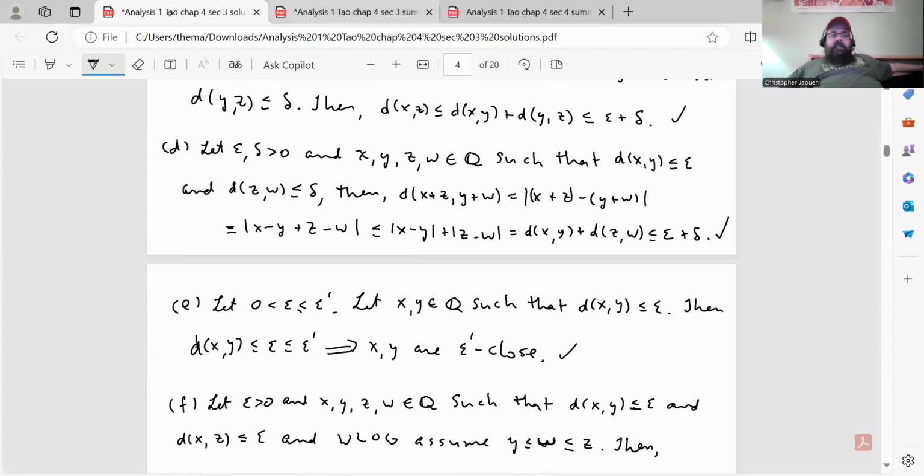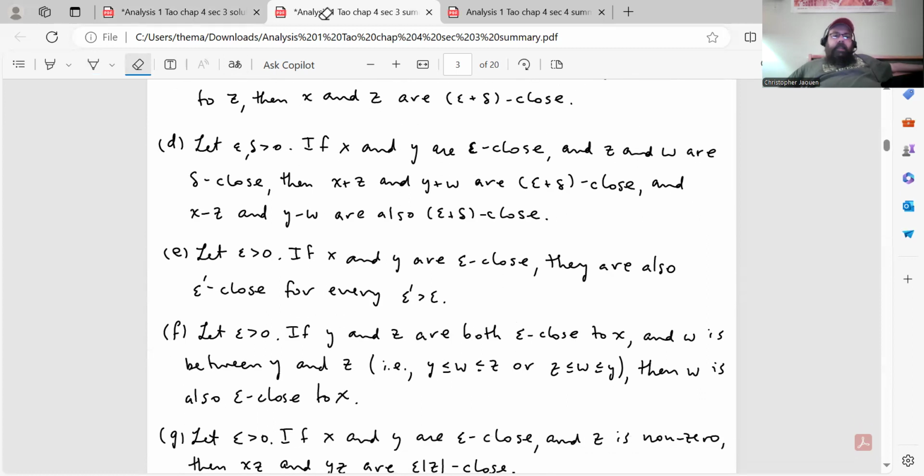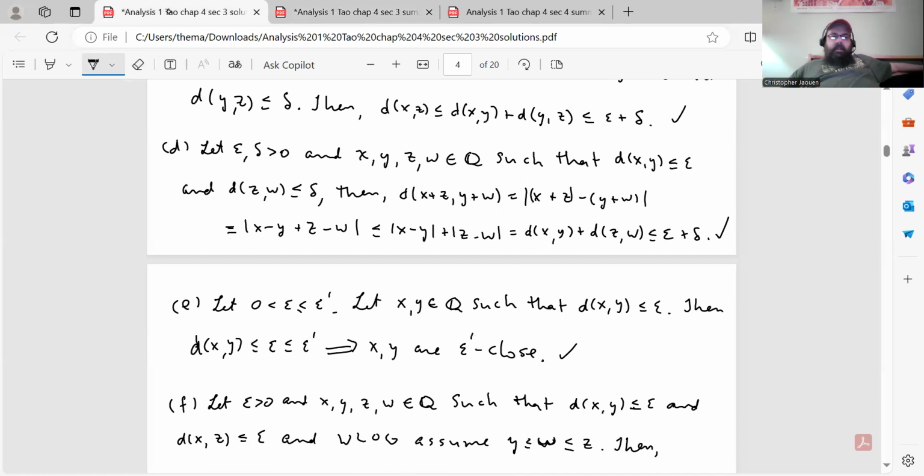All right, part D. Let epsilon, delta greater than 0. If x and y are epsilon close and z and w are delta close, then x plus z and y plus w are epsilon plus delta close, and x minus z and y minus w are also epsilon plus delta close. Okay.